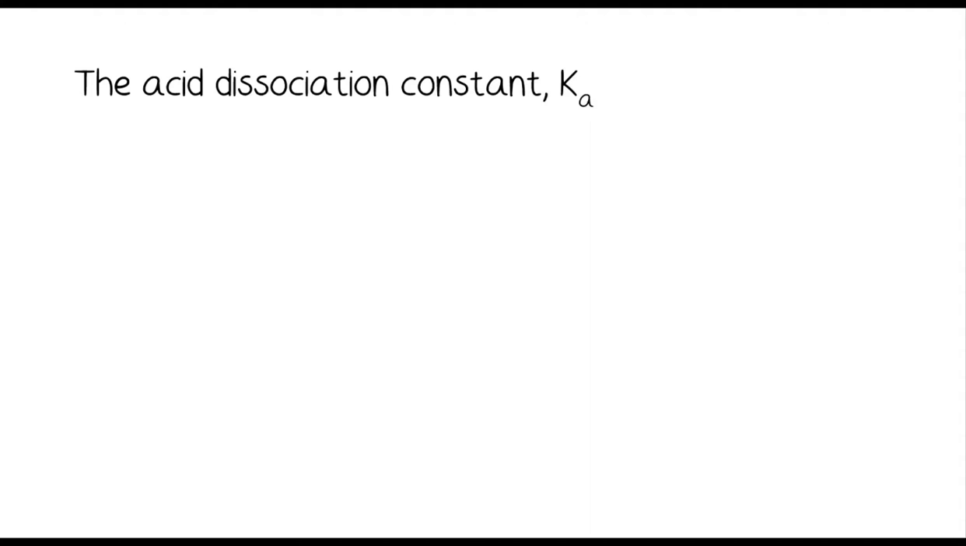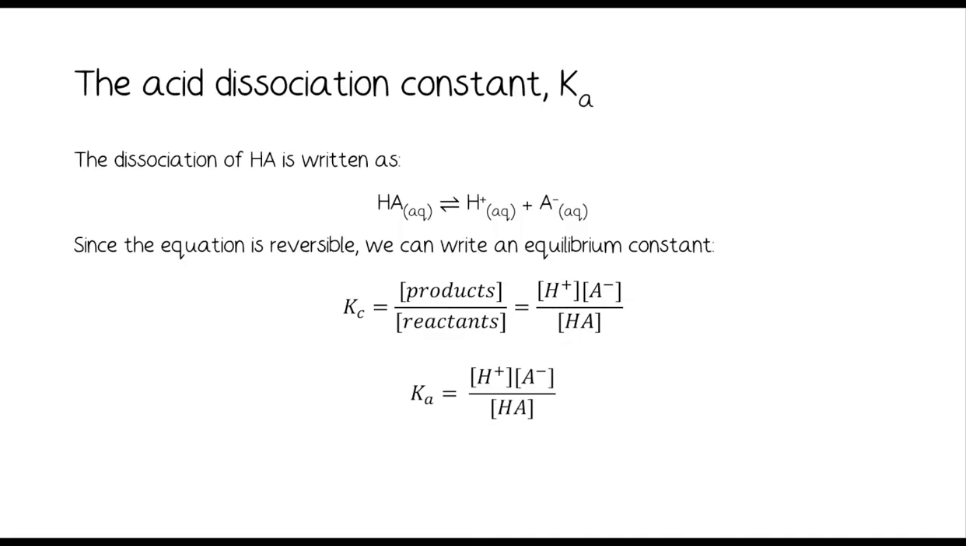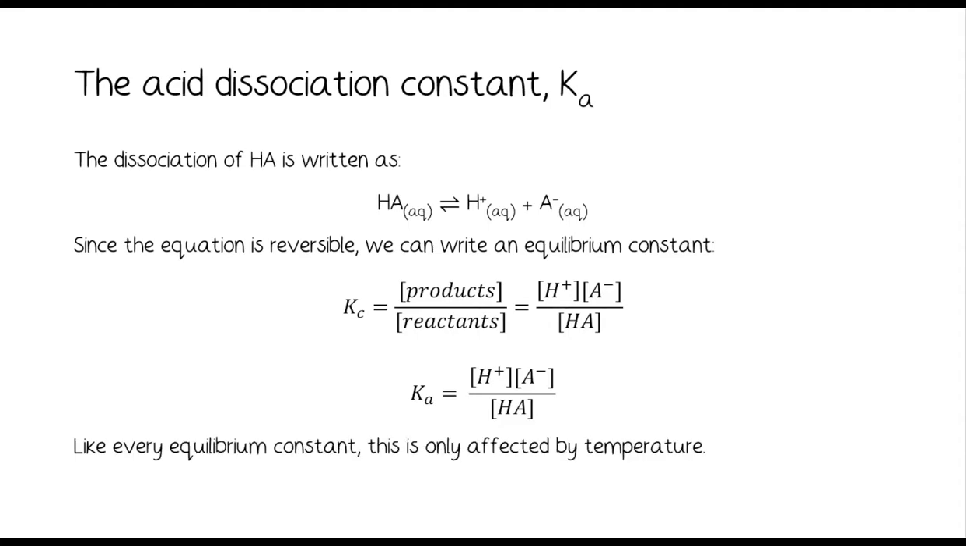So let's take an acid HA. The dissociation of an acid HA is written as this, where it's an equilibrium reaction. You've got HA dissociating into H plus and A minus. Since this equilibrium is reversible, you can make an equilibrium constant. And if you remember, that is the concentration of all your products times each other over the concentration of the reactants. In this case, it would be the concentration of H plus times the concentration of A minus over the concentration of the acid. And that is what Ka is. It is an equilibrium constant just like every other one. And like every equilibrium constant in existence, it is only affected by temperature, which is why in questions they will include a temperature and the Ka value. It's not to throw you off.